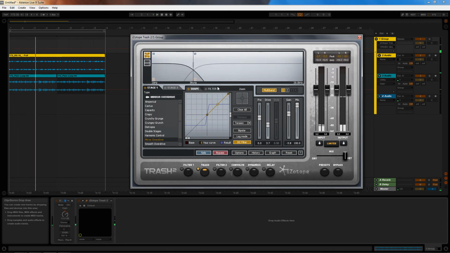The distortion's really being dictated to by the kick drum, so by putting it in multiband mode, we can get around this.